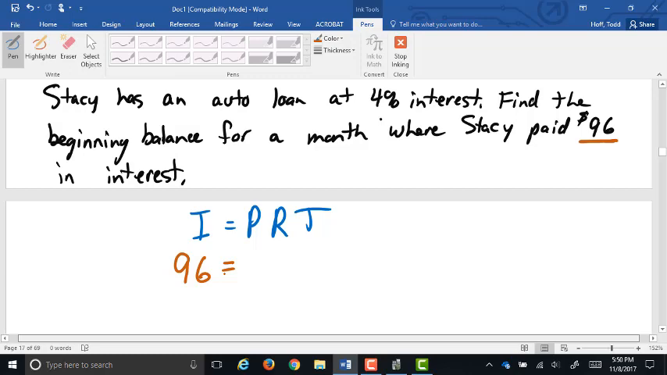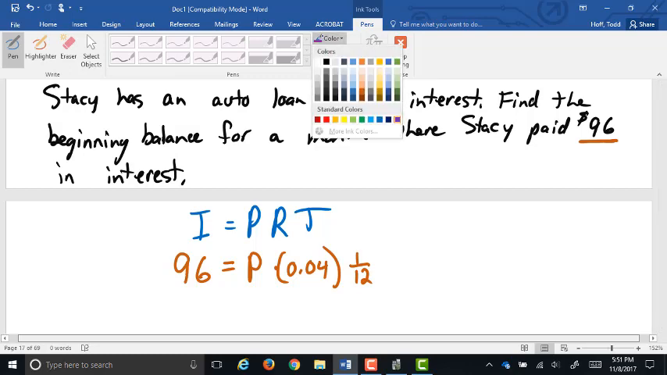Do we know the principal? No, the principal is the beginning balance at the beginning of the month. That's what we're trying to find. So I'll put P there. Do we know the rate? 4%, which will be written as 0.04. And do we know the time? 1 month, so 1/12 of a year.